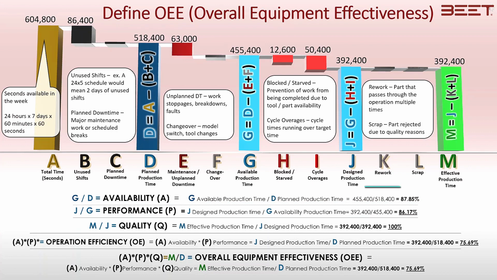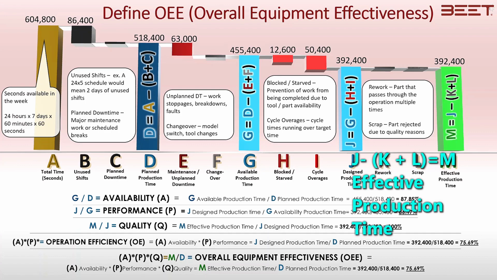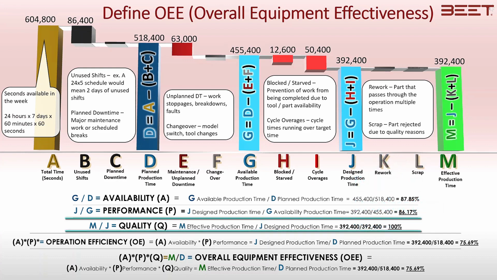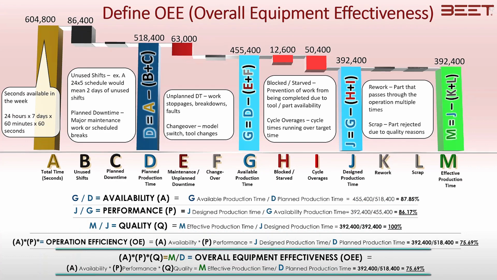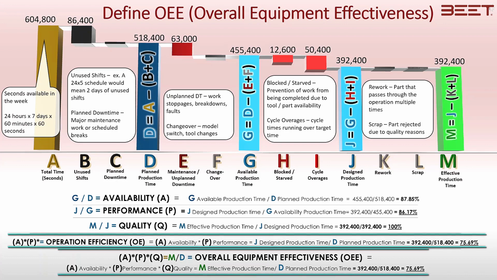Not all parts produced by the line are good parts. The time spent on rework parts captured in K and scrap parts captured in L are times taken away from making quality parts. By taking K and L away from J, we finally arrive at M, which represents effective production time. The ratio between effective production time and design production time is quality, the third of three components of OEE. By multiplying availability, performance, and quality, we get the OEE of the system.